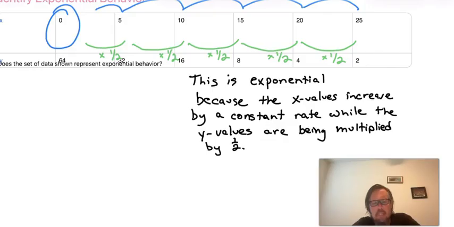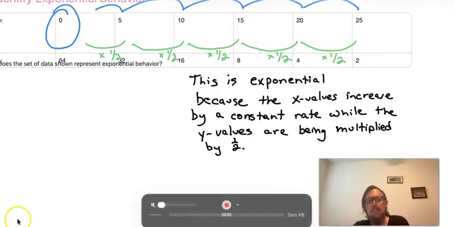The x values are all going up by the same amount, and the y values aren't going up by the same amount because that would make it linear, but they're being multiplied by the same amount, and that's what makes the function an exponential function.